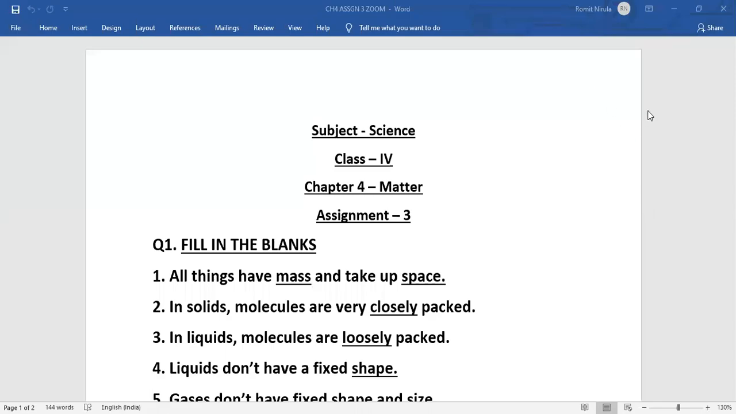Good morning, students. Today we are going to do assignment 3 of chapter 4, Matter. We will do some fill in the blanks, web charts and diagrams.